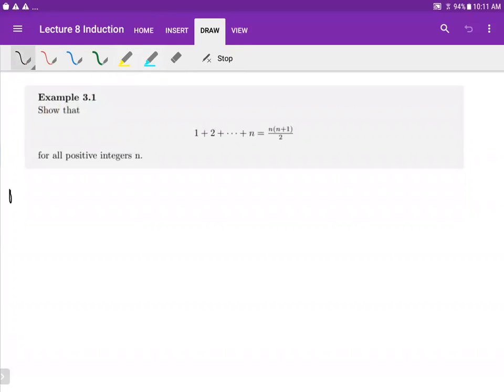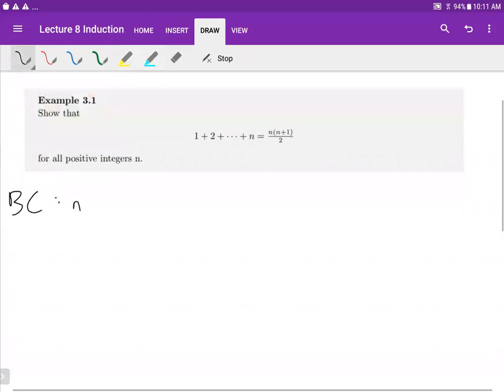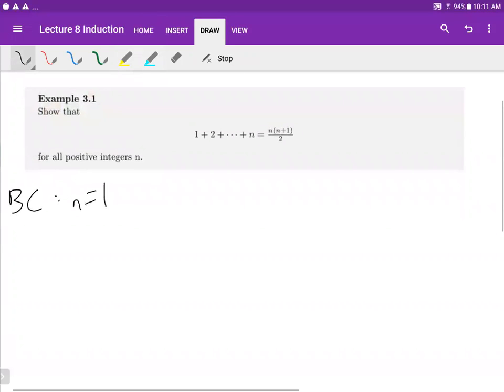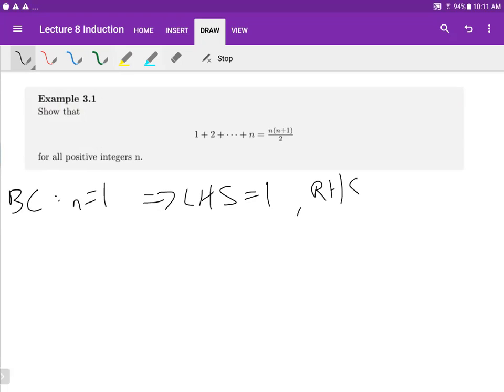Let's do the base case first. I'll abbreviate it BC. So n equals 1. Obviously the left-hand side is equal to 1 because the sum from 1 to 1 is 1. And the right-hand side is also equal to 1. Our right-hand side is 1 times 2 over 2, which is 1. So obviously the base case holds. The base case has been proven.